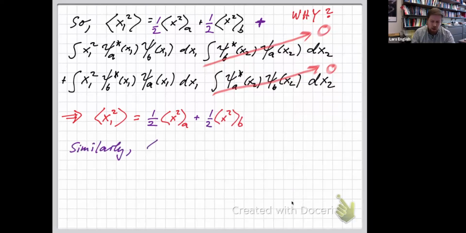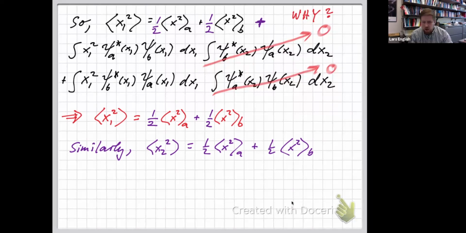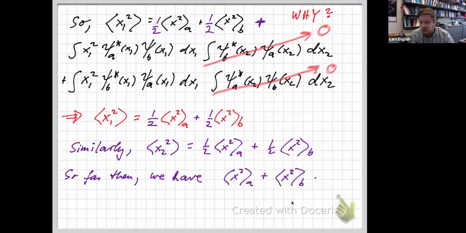So similarly, for the x2 squared, you're going to get the same answer, basically. Not hard to see. Okay, and so now we really just have to worry about the cross term. So far, if I add those two together, I get the expectation value of x squared with respect to a, plus the expectation value of x squared with respect to b. That's what I have so far, but I still have one more term left, namely the expectation value of x1 times x2. So we're unfortunately not quite there yet. We still have to tackle this last remaining expectation value.